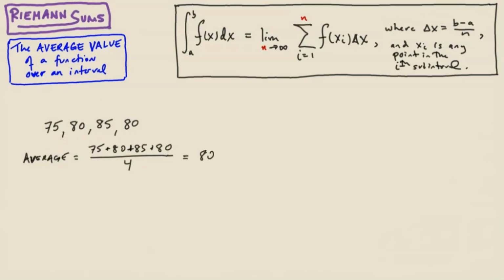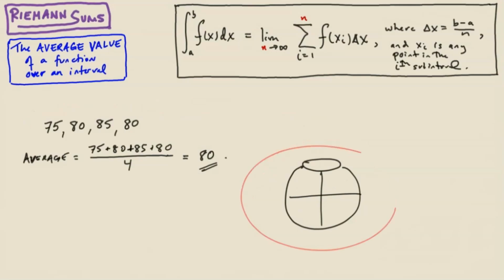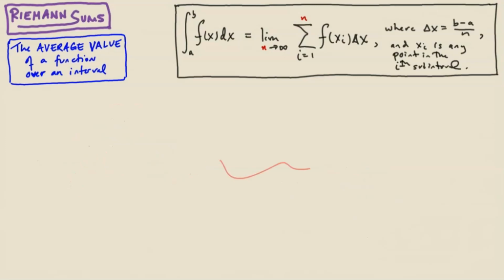And in this case, that works out to 80. Everyone knows how to compute such a thing, and how to interpret it too. This average just means that if we took all the points and put them in one big pot, which we then divided into 4 equal pieces, each piece would be 80. So we have the exact same total here as we have here. And so much for ordinary averages of data sets.